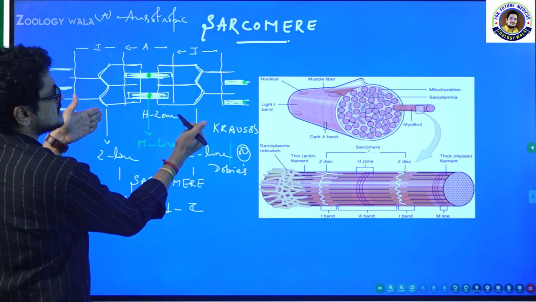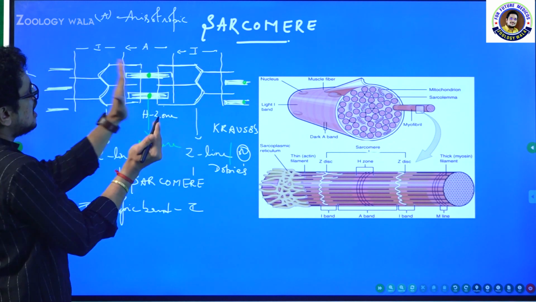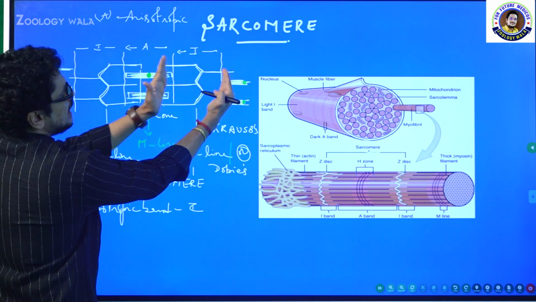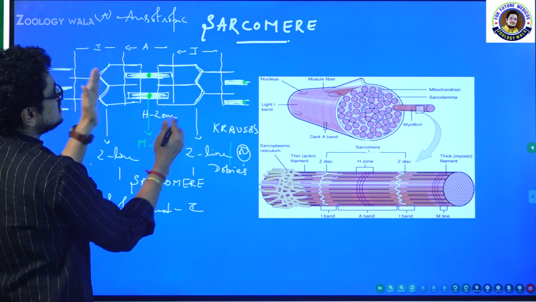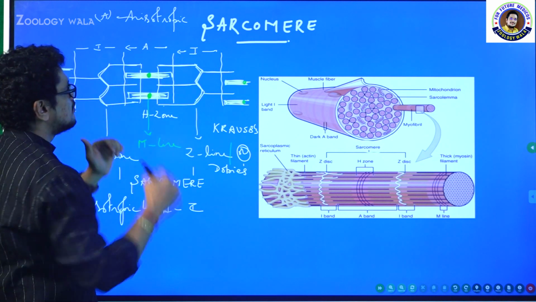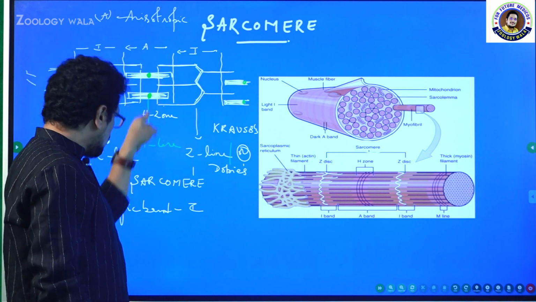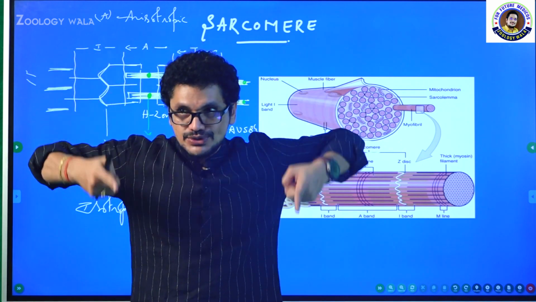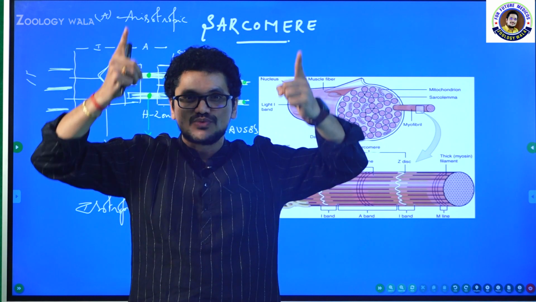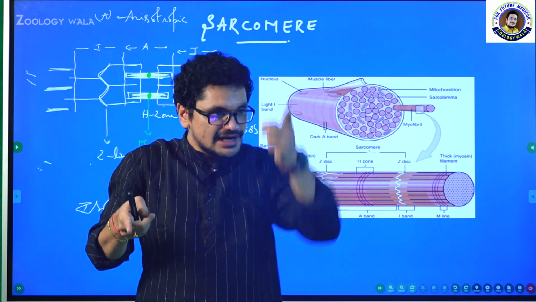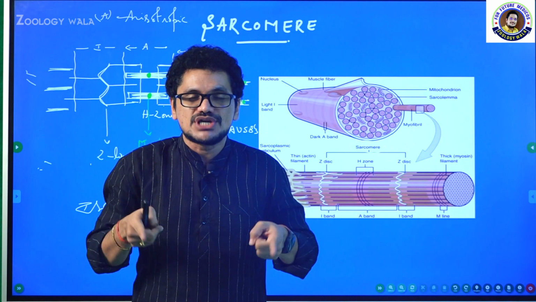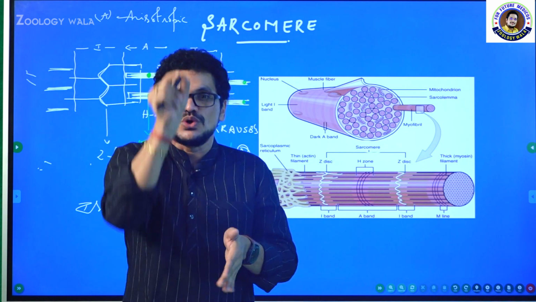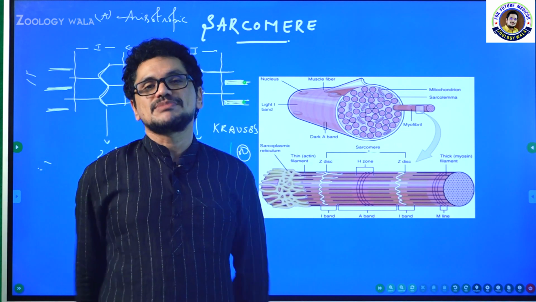See here now, what are the components present in the sarcomere? One sarcomere contains two halves of the I band. Why? Because this is one complete I band, and a part of the I band lies inside the sarcomere. So two halves of the I band, one complete A band, one H zone, one M line. See, this is one Z line, this is another Z line. The distance between two successive Z lines is the sarcomere, which contains two halves of the I band, one complete A band, in the center the H zone, and in the center of the H zone the M line. These are all the components present in the sarcomere.